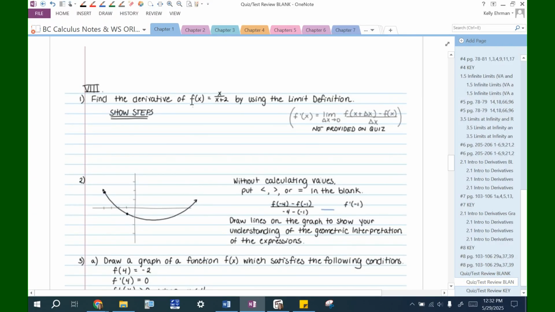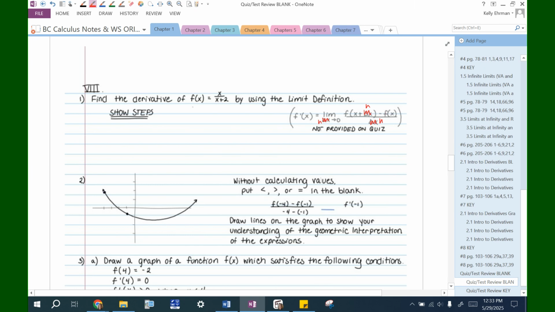Find the derivative of f of x equals x over x plus 2 using the limit definition. So memorize this formula. Now we're going to use h's because delta x's are kind of obnoxious to write.